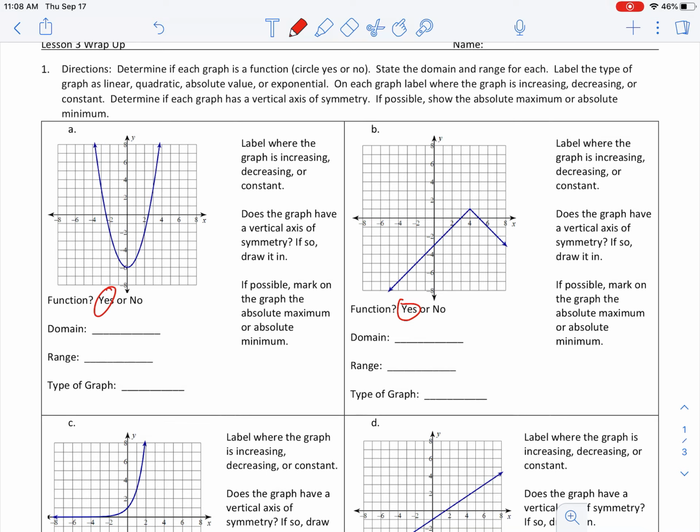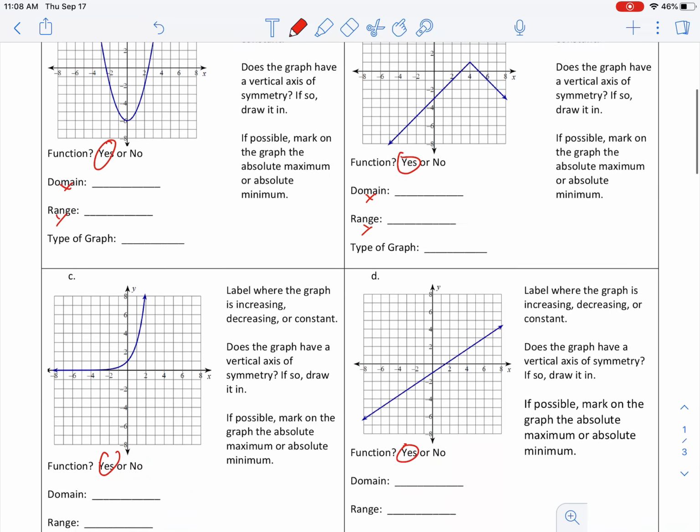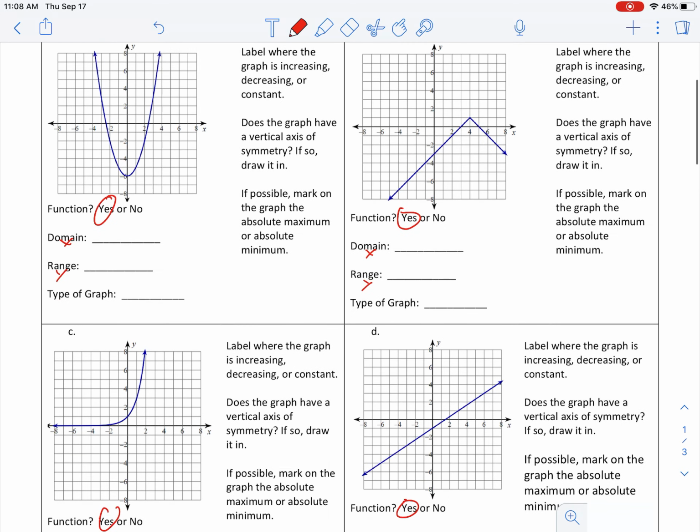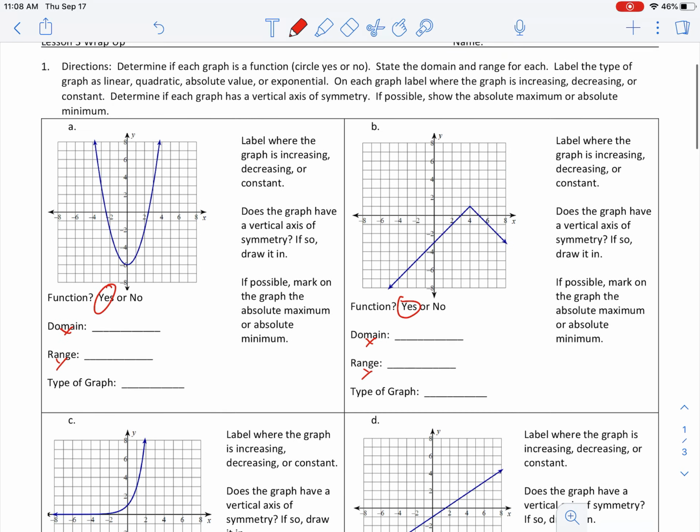Next part, state the domain and the range. Okay, this is the part that I think will be a little funky. Domain and range. Domain is you focusing on the x-axis. Range is you focus on the y-axis. So we read a graph from left to right, and we want to figure out what x values are being used to make that graph and what y values are being used to make that graph.